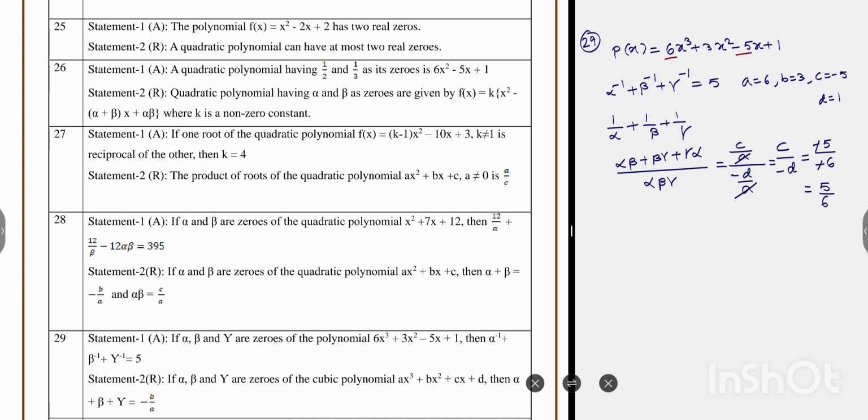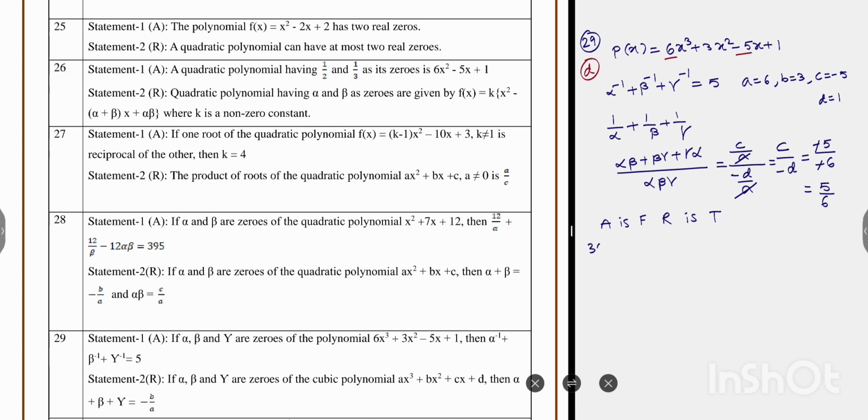But here it is given 5. So the assertion is false again. But the reason, alpha plus beta plus gamma is equal to minus b by a, is true. Reason is true, assertion is false, so option D is correct for question 29. Now the last one, question 30: x square plus 3x plus 3 has two real zeros.